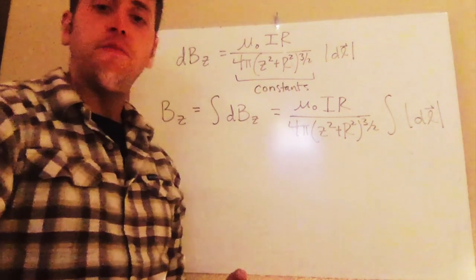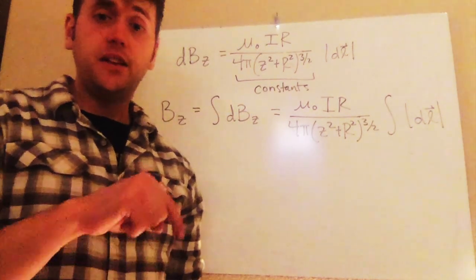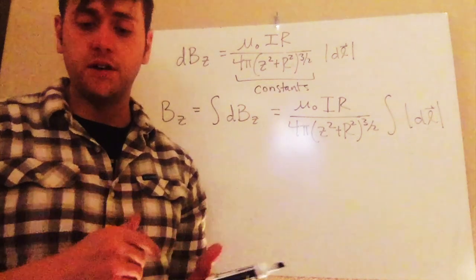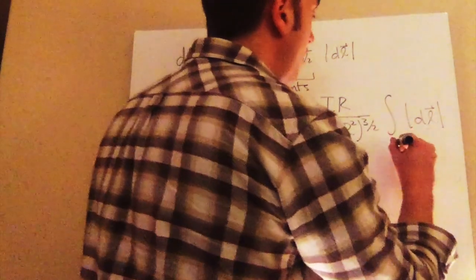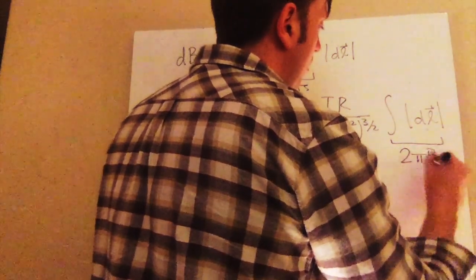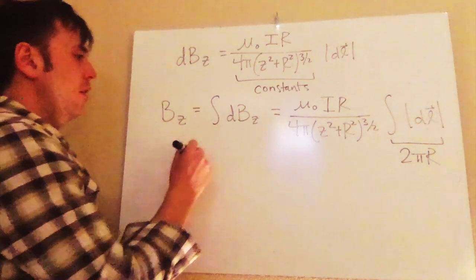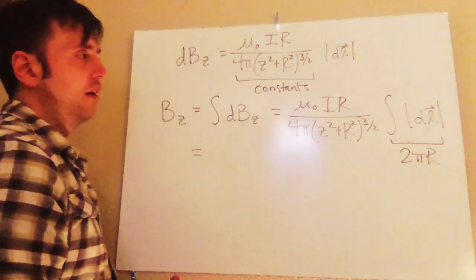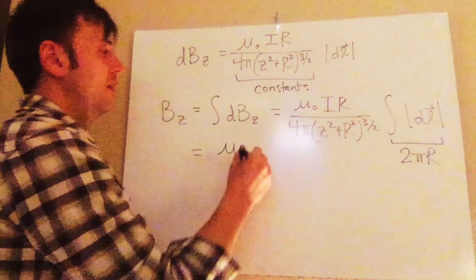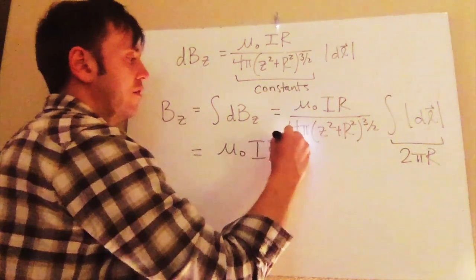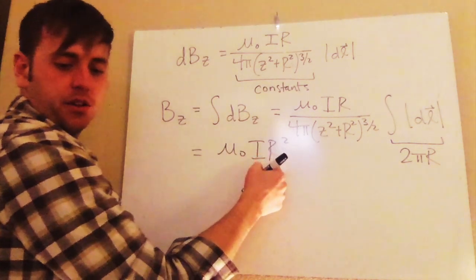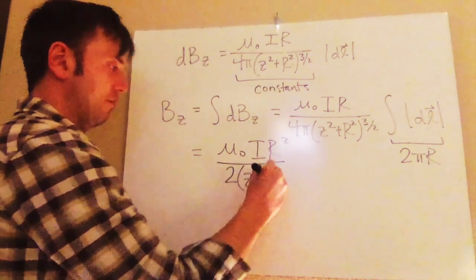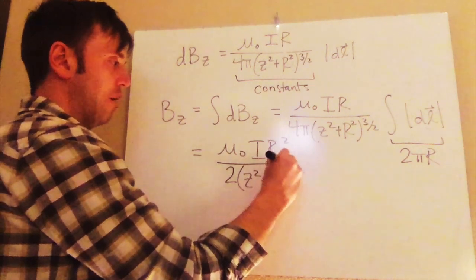So if I integrate over all my dl's, what am I really getting? I'm just getting the total distance around this loop of current. And the total distance around this circular loop of current is the circumference. That's 2 pi big R. Okay, so I'm going to have 2 pi on top, 4 pi on the bottom, and I'm going to have 2 factors of big R on the top once I incorporate this factor. So mu naught times I R squared is on top. And on the bottom, I'm just left with 2 times z squared plus R squared to the 3/2 power.